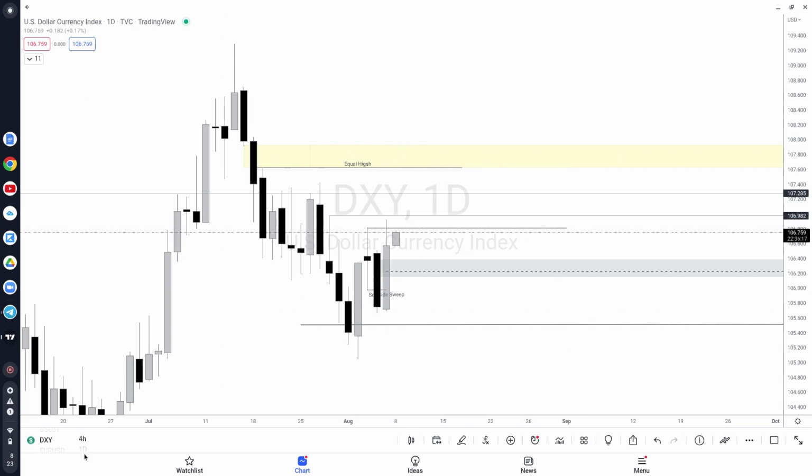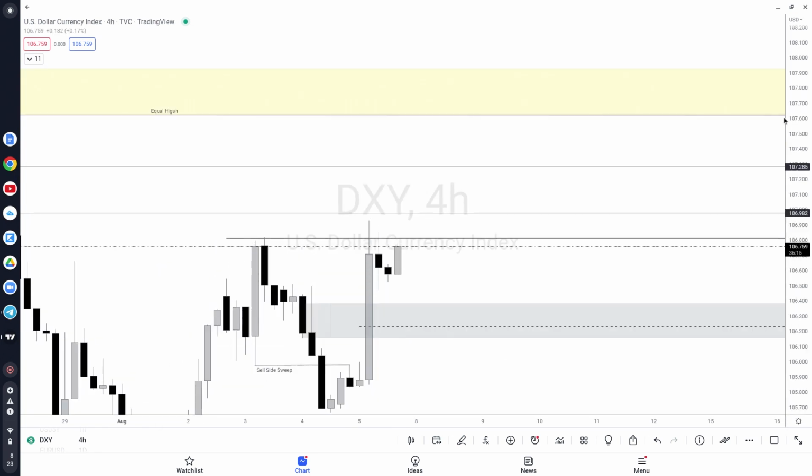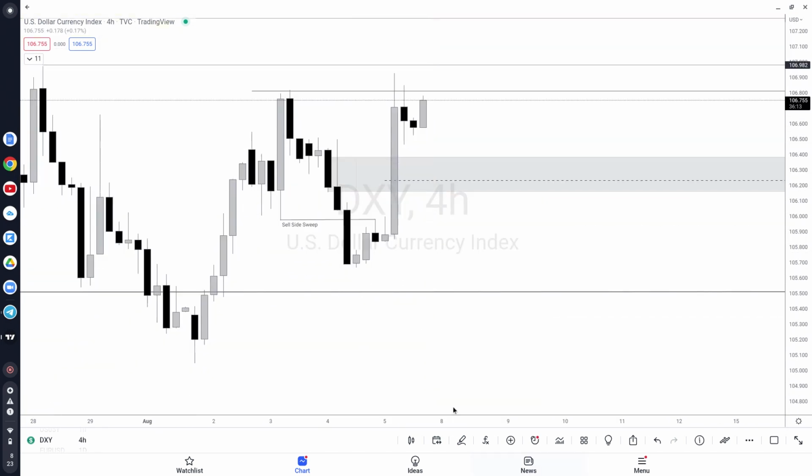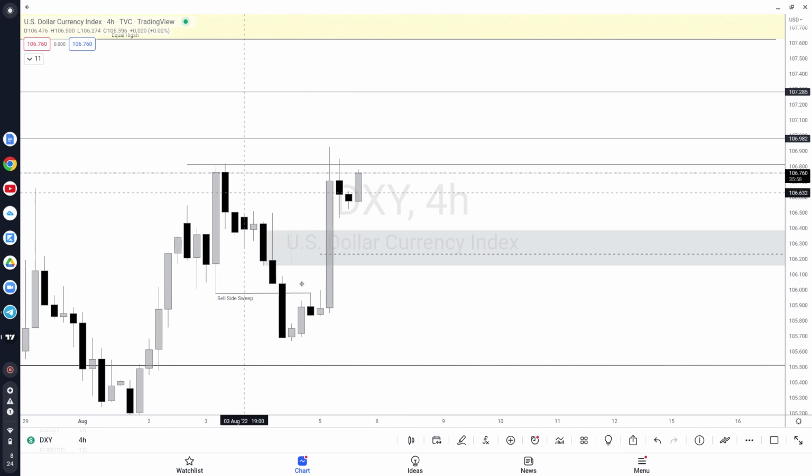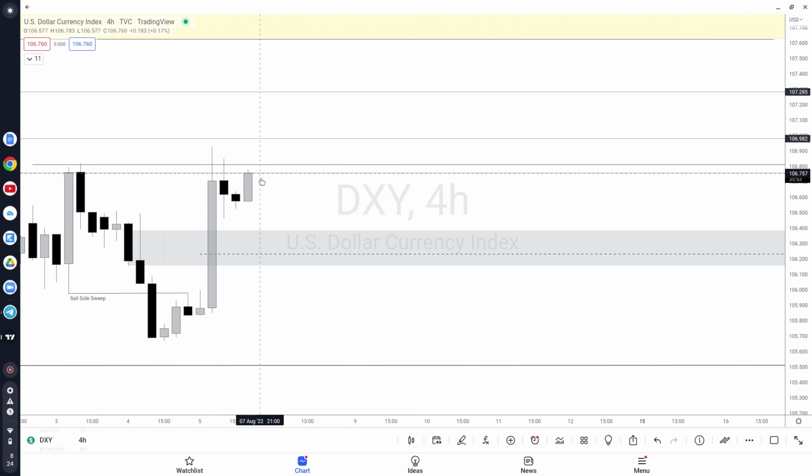All right, so now we push down to a 4-hour. The current dealing range would be from this low to this high. Remember, the dealing range is defined by a sell side and a buy side liquidity sweep. So here's your buy side sweep, here's your sell side sweep. Going back to day one of mentorship, we understand that this is a bullish dealing range. We had a sell side sweep and a buy side sweep. So what I would expect is for price to push down into this level here, which is the mean threshold of this overall fair value gap.